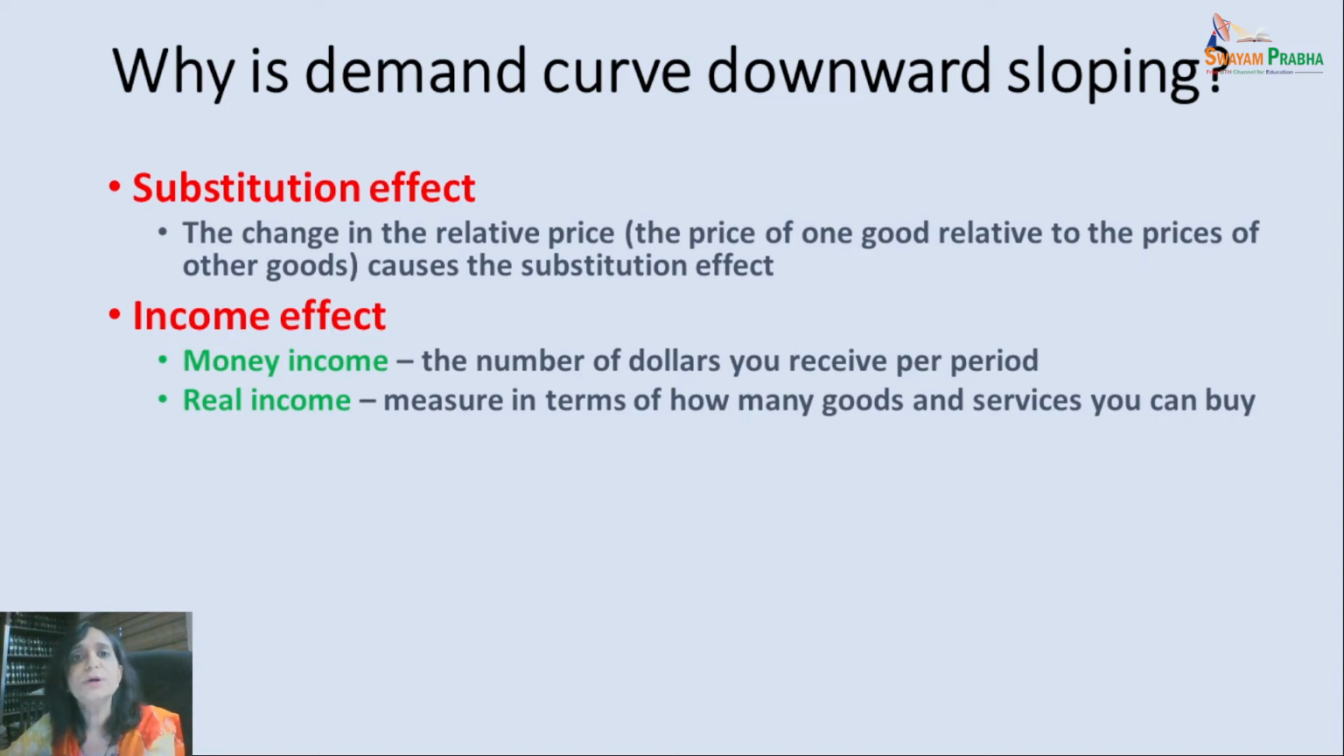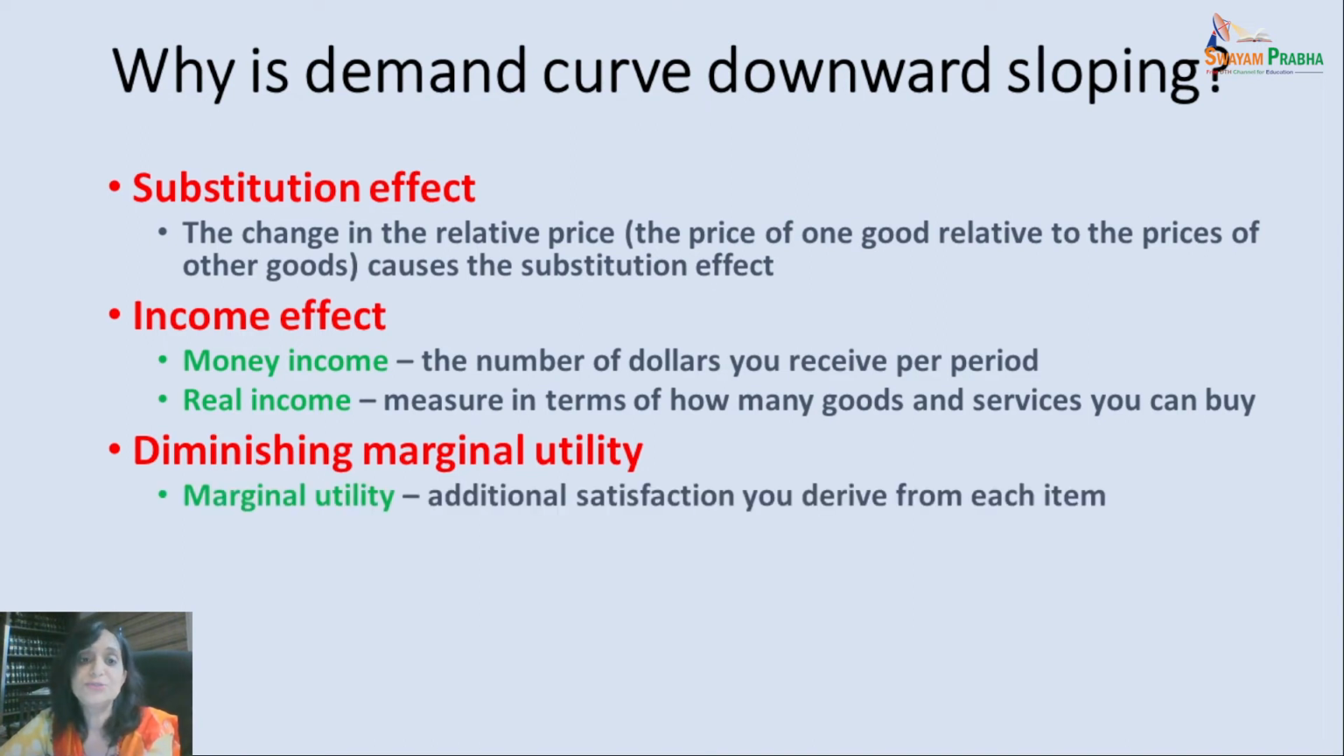Now the price of sugar decreases from 10 rupees per kg to 5 rupees per kg. What will happen, learners? With the same 100 rupees, you will be able to buy 20 kgs of sugar. So with the fall in the price of sugar, your ability to buy sugar increased. Therefore, your quantity demanded of sugar went up. That is called the income effect. So with the fall in price, the real income, the purchasing power, increases, therefore the quantity demanded increases, and vice versa.